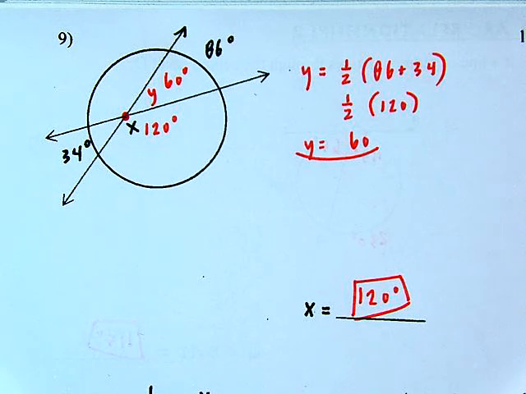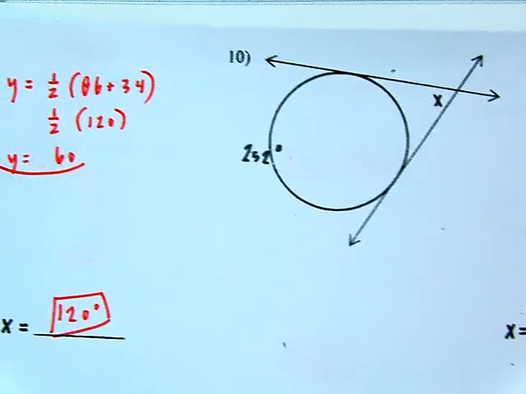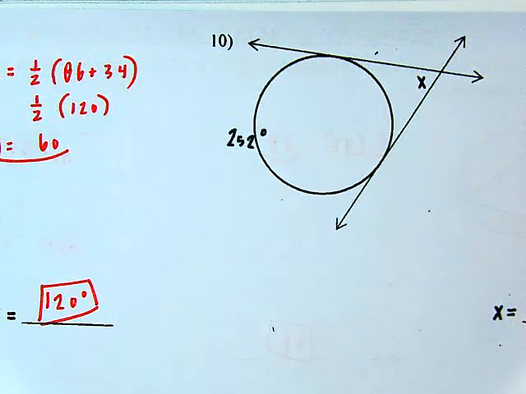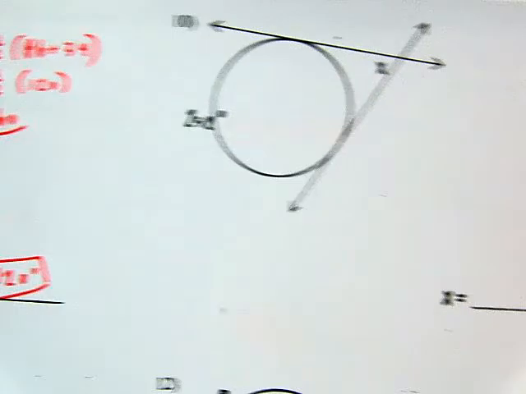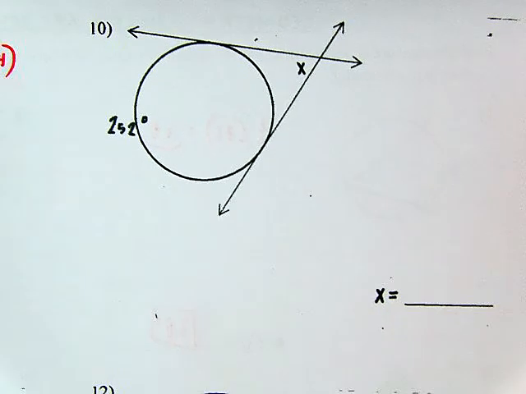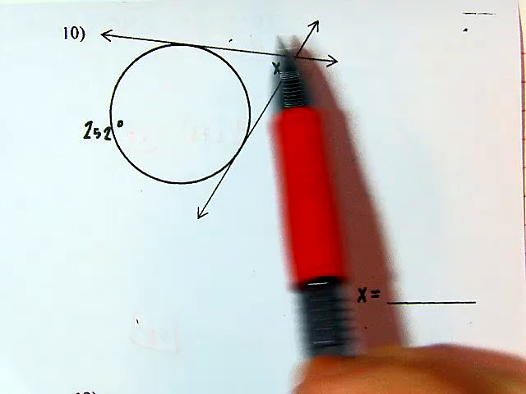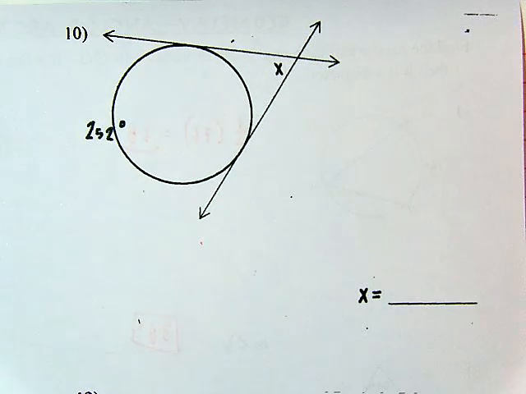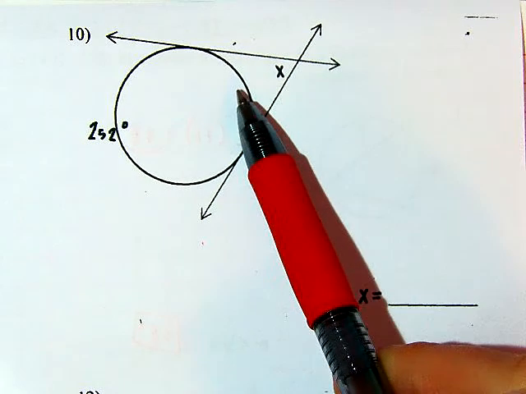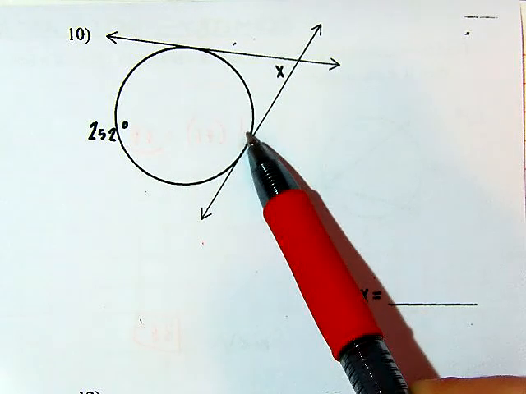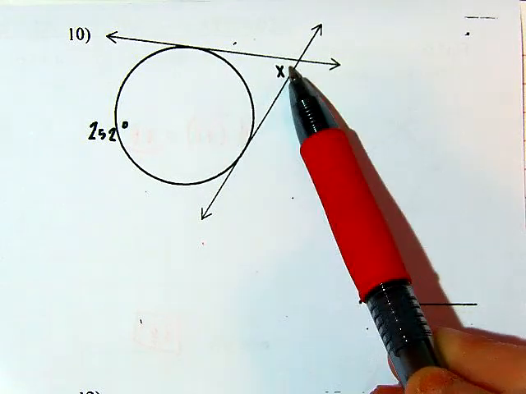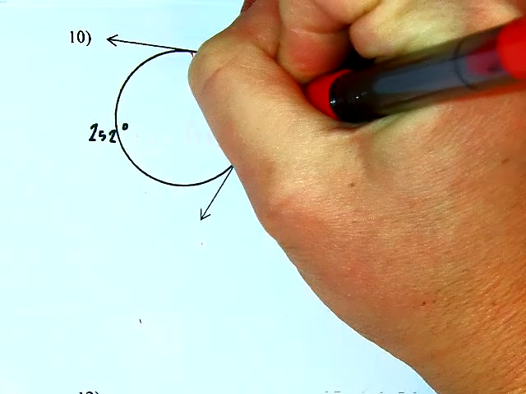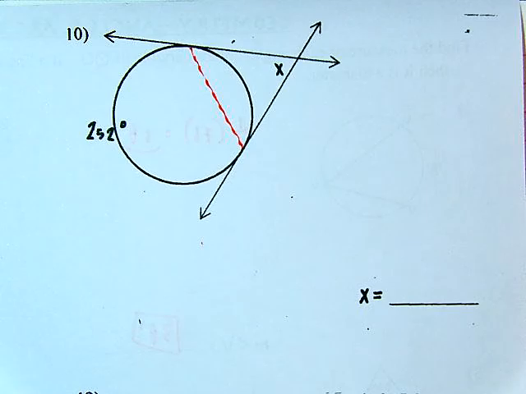All right, moving over to 10. So 10 here, I want X, but all I know is the larger of the two arcs right there, 252. Now here we do see that these are both tangents right here, so I can get to X if I know what this smaller arc is. Once I know that, these are going to be supplements. Again, if I connect their points of tangency, I really have an isosceles triangle.